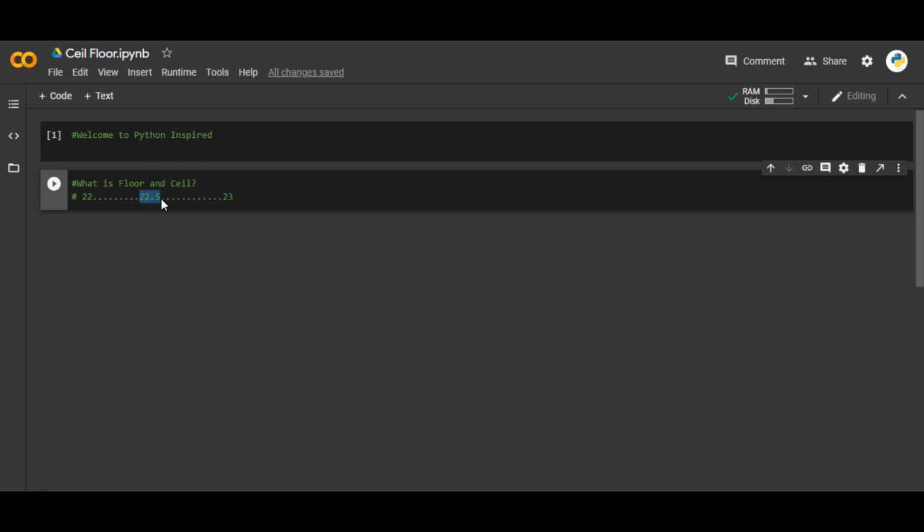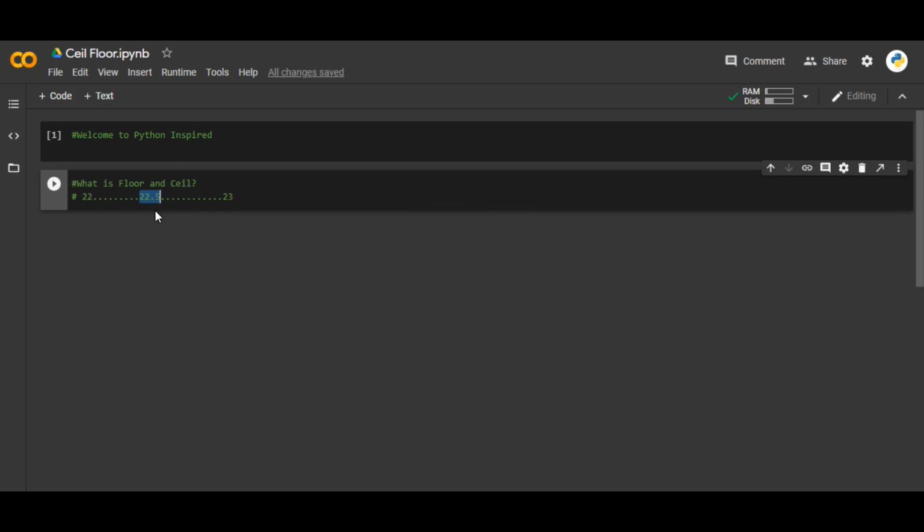Okay, so if we consider this number, 23 is the ceil of 22.5. Ceil means ceiling, the upper part, upper limit, you can say ceil, higher. So this one, 23, is bigger than 22.5. So this is a ceil, right? 24 is not a ceil of 22.5, only 23 is. We have to see the boundary integers.